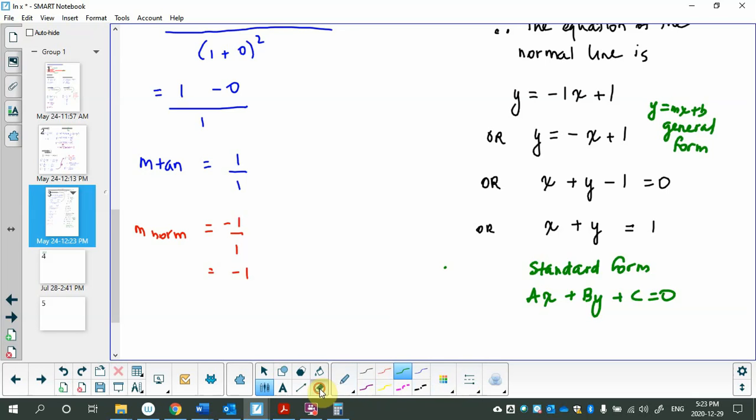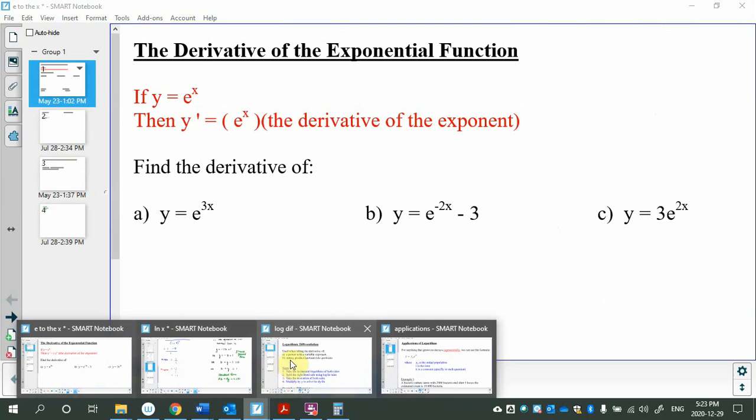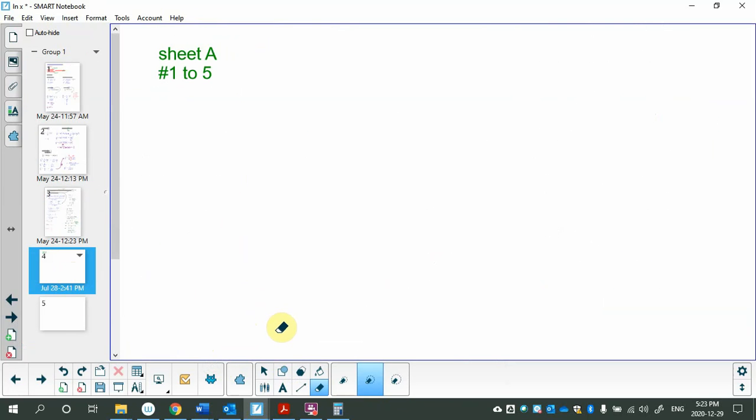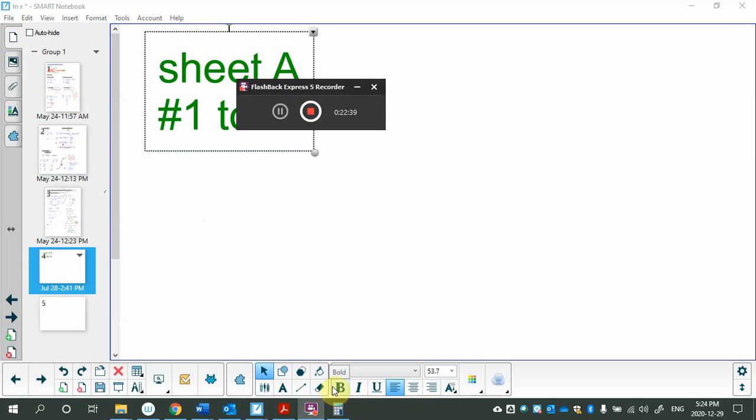All right, so that is it for ln x. I'll be back to go through more derivatives. Remember, they're never ending. But this is the stuff. So there is a sheet on the Google site, and that sheet is sheet A and number 1 to 5 to take care of the derivatives. The end. Hey, that's not so bad.